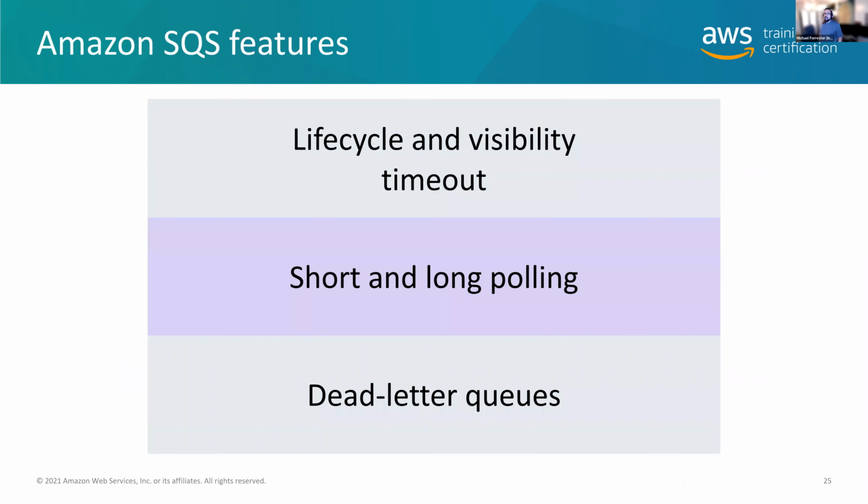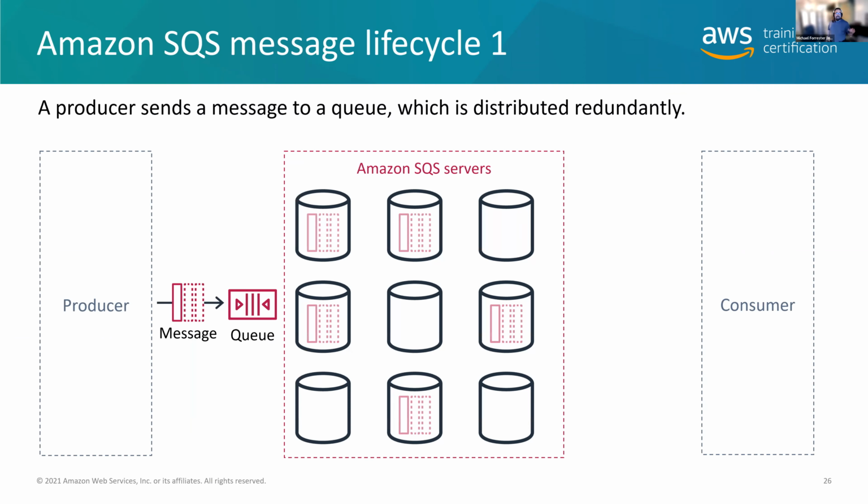So SQS, by the way, also has lifecycle and visibility timeouts. You can do short and long polling. I mentioned dead letter queues already, which basically says if something isn't processing, put it over here and let's go take a look at it. Now, what happens is that someone will produce a message, and invisibly to you, it'll go across all of Amazon's SQS servers, like 5 or 6 of them.